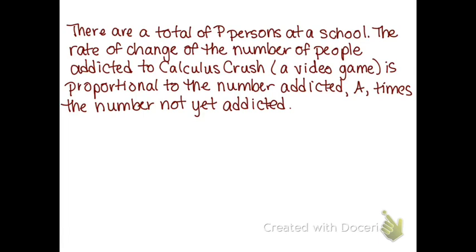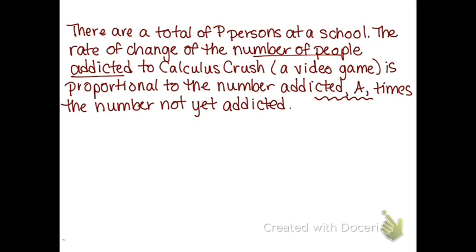The rate of change of the number of people addicted. Well, did they give us a variable to use for the number of people addicted? Yes, they did, further down in the problem. They talked about how A is the number of people addicted. So this is a real world situation. They don't tell us what the rate of change is with respect to. The last two problems said with respect to x, with respect to t.